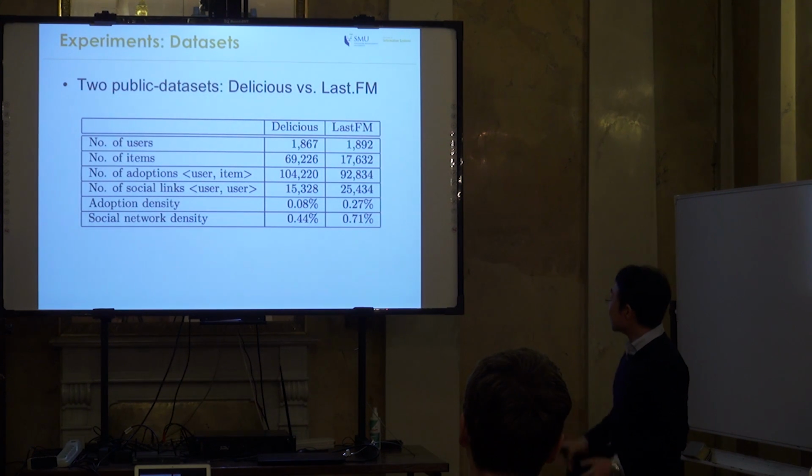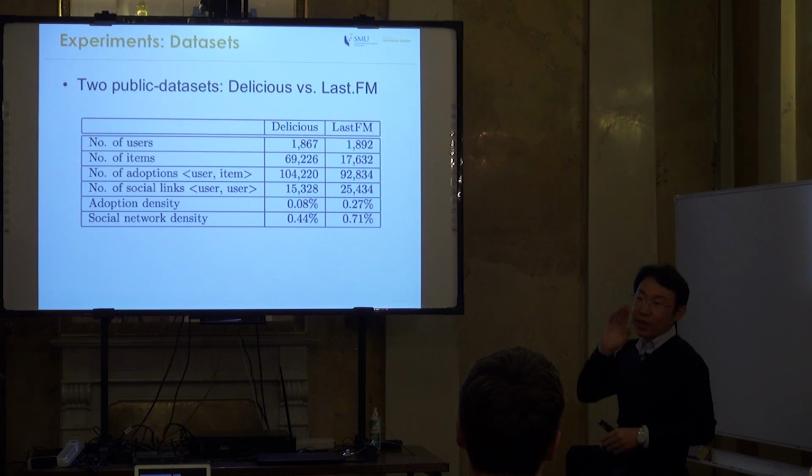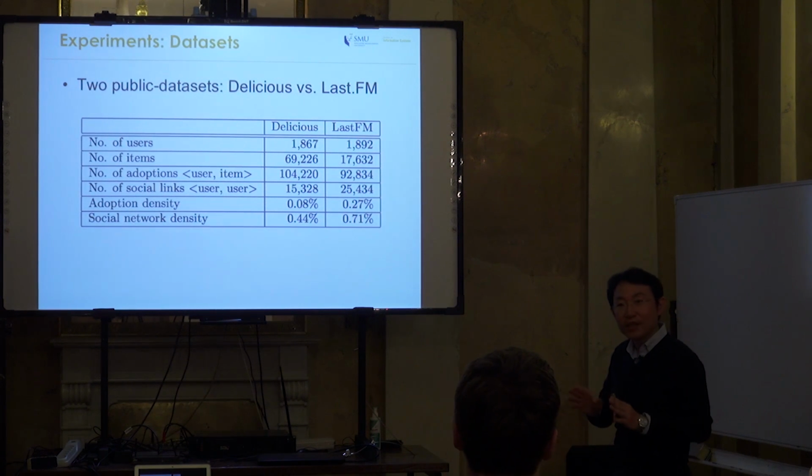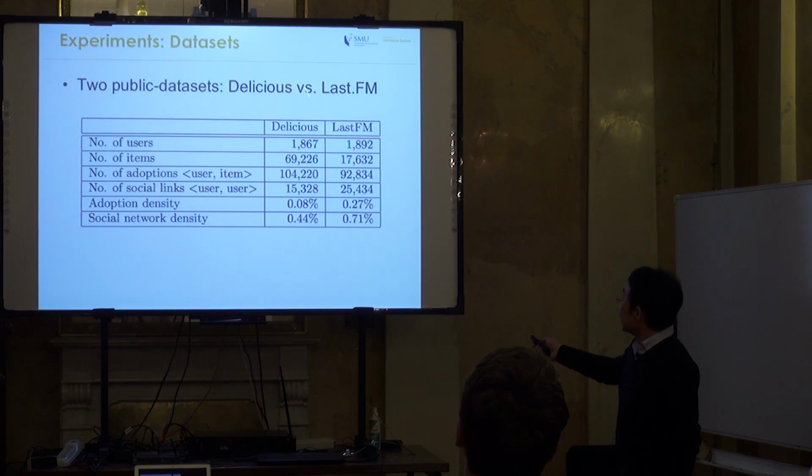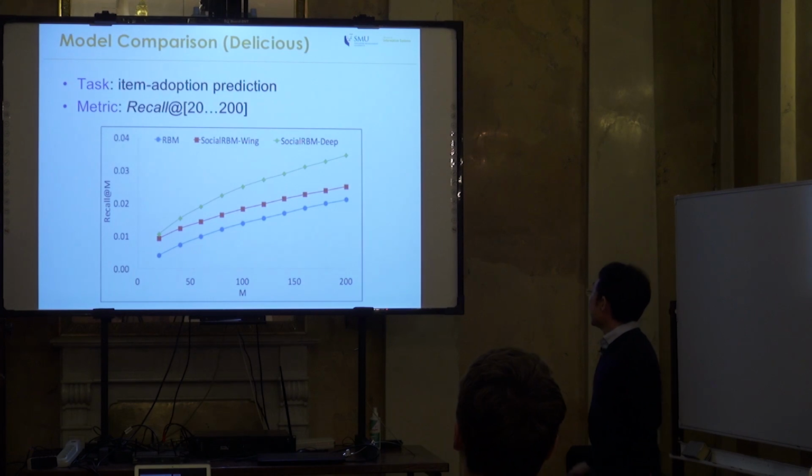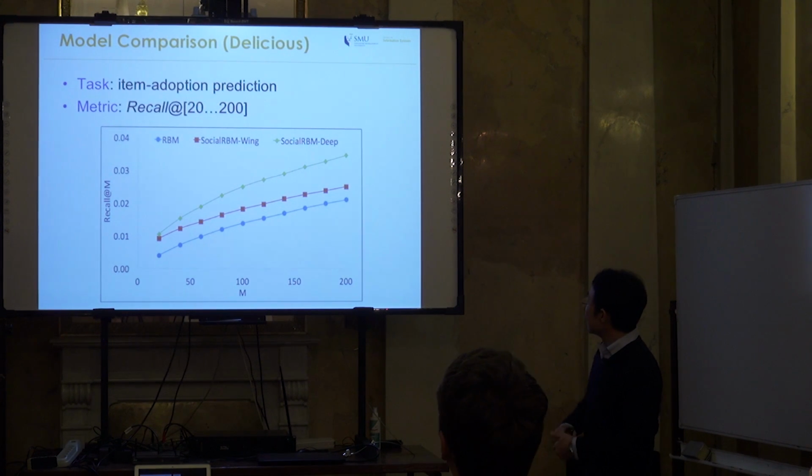Now, Last.fm is a music service, so online radio. Again, the same thing. If I follow someone, then I get notified about the different things that the other user is listening to or is tagging. Now, this data has both social network as well as consumption data, so we can use it to test the model. And we use recall here, meaning how many items we can actually recall within the top 20 to top 200. Now, RBM is a basic model without the social network, so that's the blue color. If we use model 1, which is the wing model, we get a performance improvement. But if we use the deep model, which is the model where we increase it by another layer, that achieves the best performance, in green.